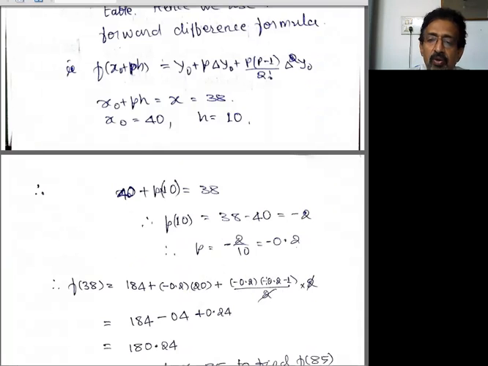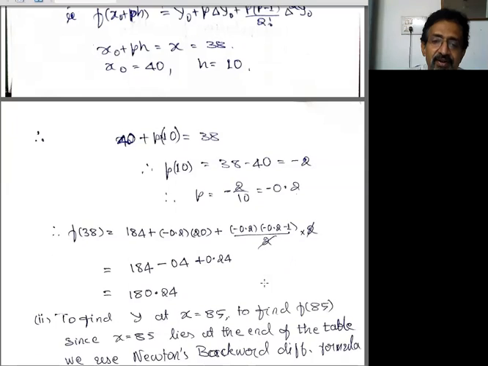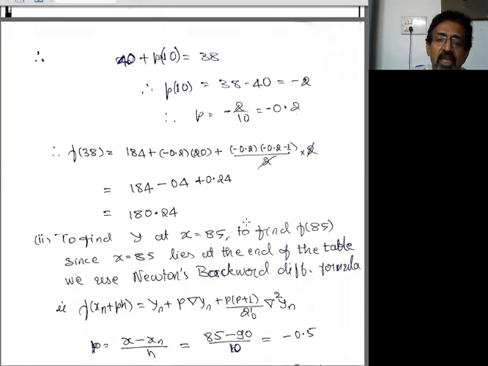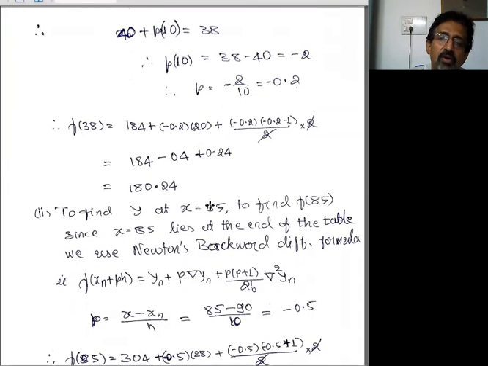That is minus 0.2 into minus 0.2 minus 1, which will be minus 1.2. So that divided by 2 factorial is 2 into 2, so these two cancel here. So if I simplify this, what do I get? It is 184 minus 0.2 times 20, which is 4, then minus 0.2 into minus 1.2, which will be equal to plus 0.24. So if I simplify this, I get 180.24. So f at x equal to 38 is 180.24.